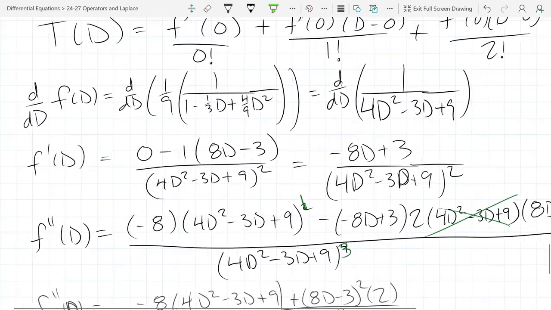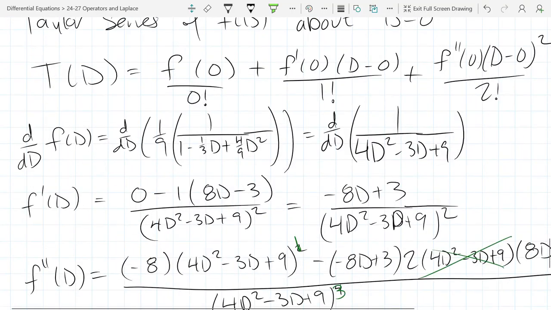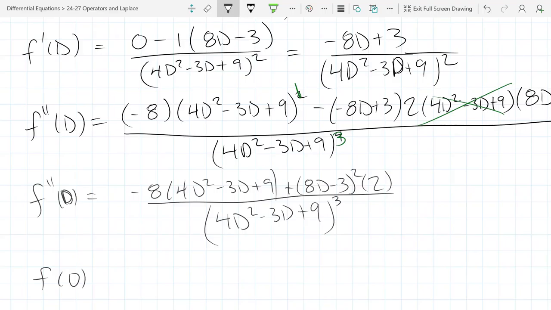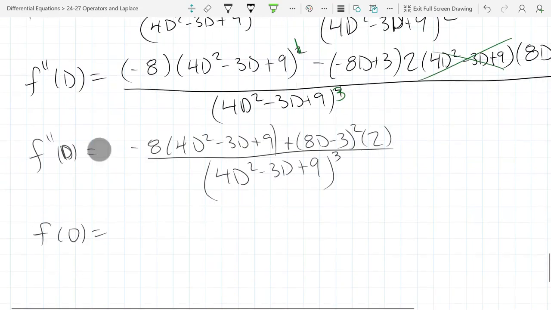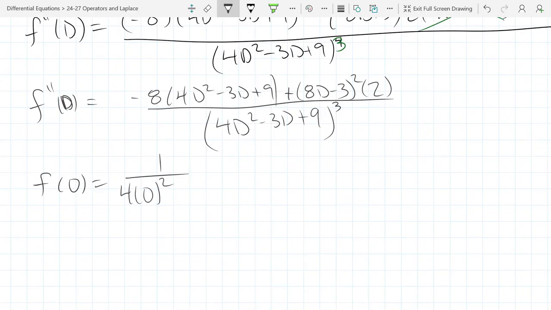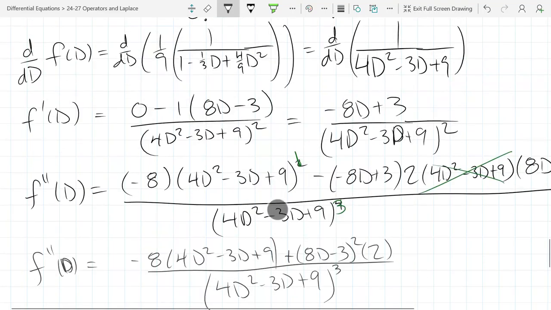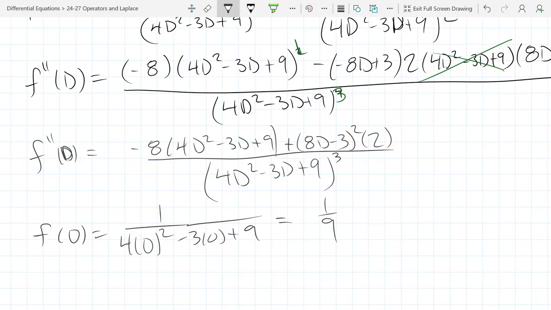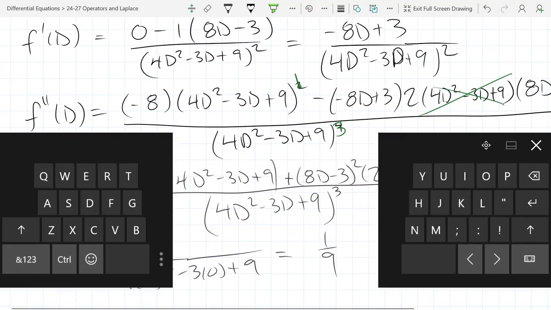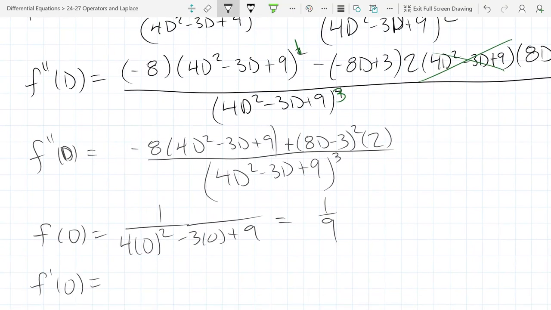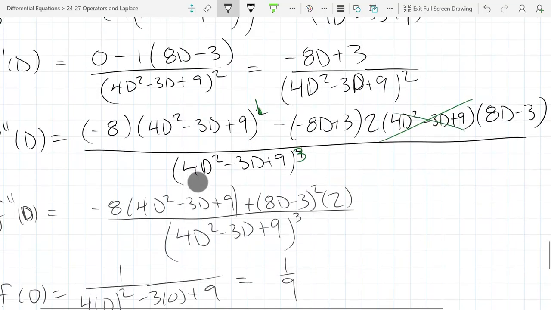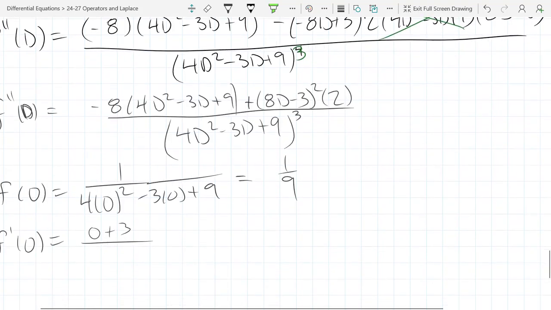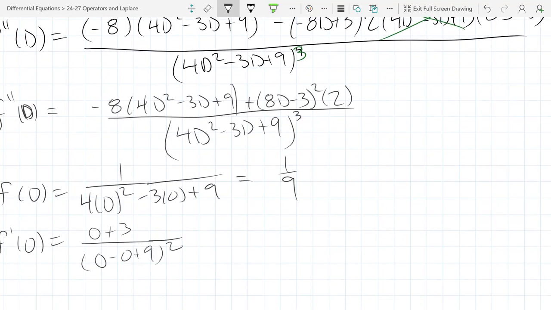So we'll start with the easy one. So f is, I'll use that version right there on the upper right, 1 over 4, 0 squared, minus 3 times 0, plus 9. So f of 0 is 1/9. And now we need f prime of 0. So there's f prime. That'll be 0 plus 3 over 0 minus 0 plus 9 squared. So that is 3 over 3 to the 4th, which is 1/27.